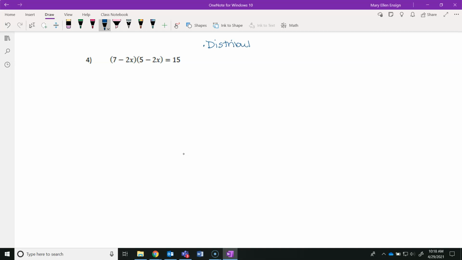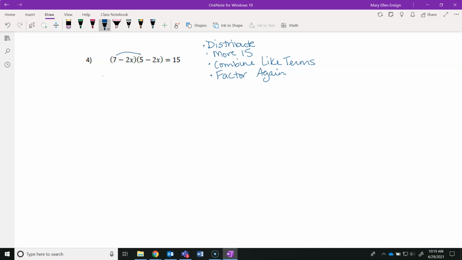So I'm going to distribute that left-hand side, okay? And then I'm going to move the 15, combine like terms, and then factor again, okay? And then I can keep solving. So let's take a look at this. I'm going to distribute this left-hand side first.